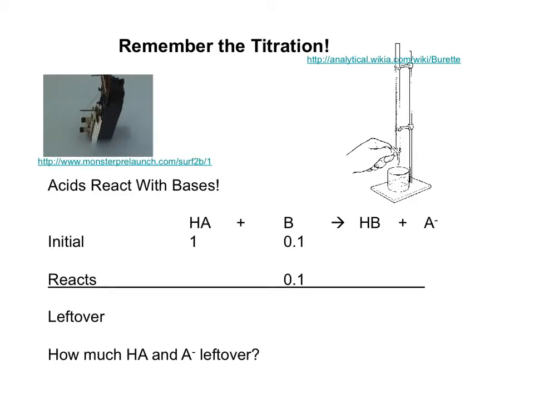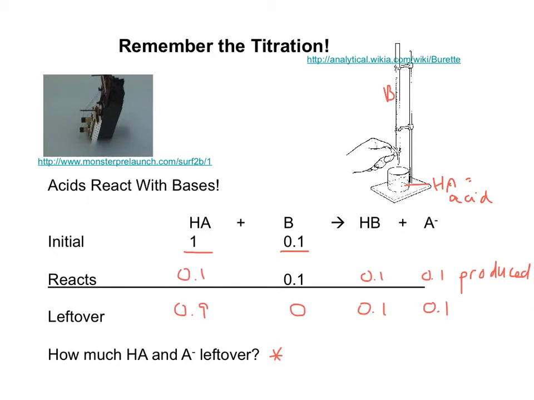In a typical titration, the base is in the burette and the acid is being titrated with the base. So in this acid-base titration, 0.1 moles of base is added to 1 mole of acid. Stop the video and try to figure out how much HA and A minus, the conjugate base, are left over. So here's the answer. Note that all of the base has reacted, 0.9 moles of acid remains, and 0.1 moles of conjugate base has been produced.